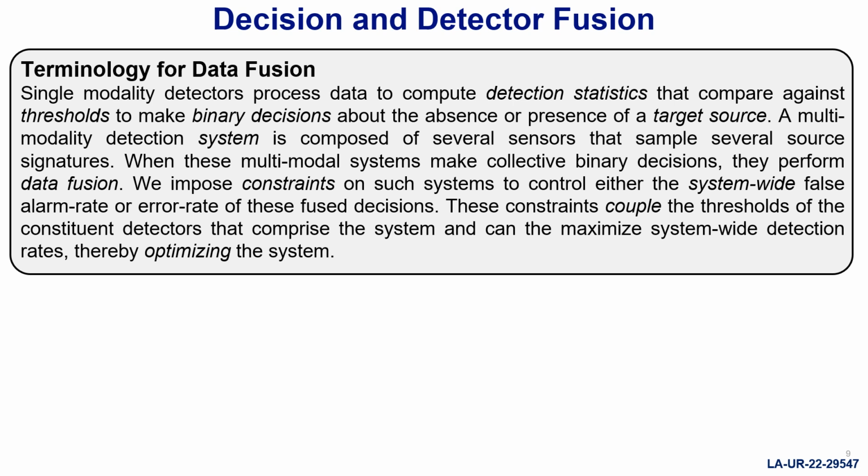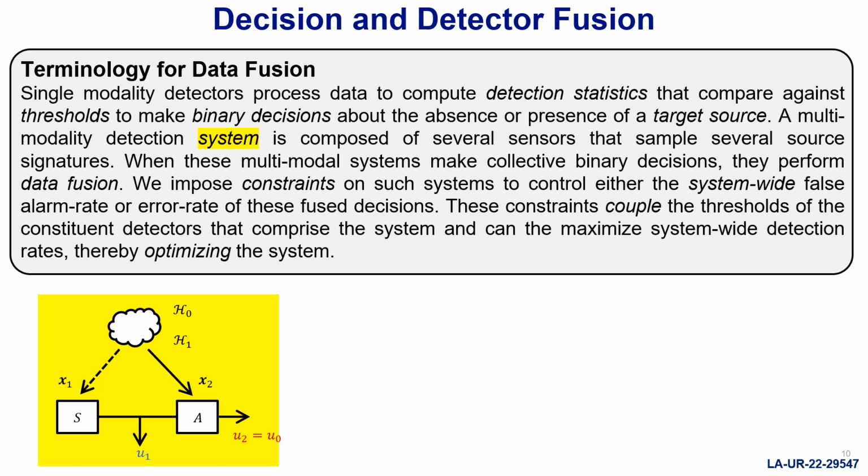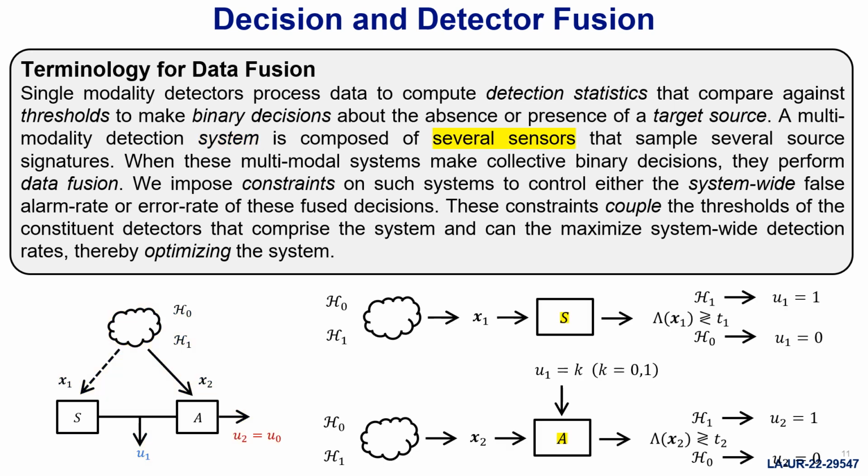A multimodality detection system is a bit more complex. In particular, a multimodality detection system samples two or more modalities. Such a system includes several sensors that sample the many multiple source signatures. These multiple sensors then make collective binary decisions. And this is what we mean by data fusion.